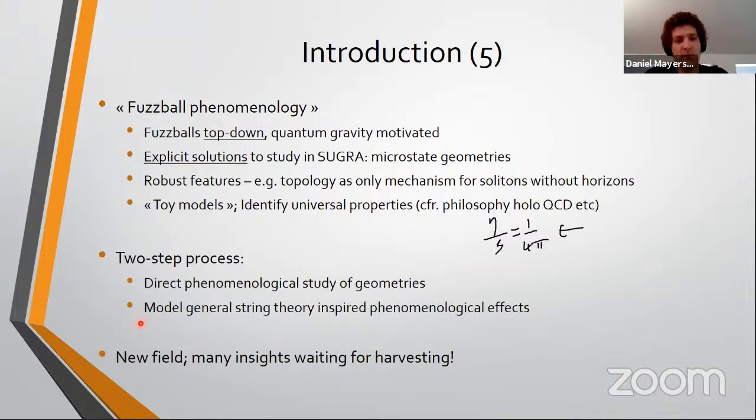And then we can go a step further and try to model this in a more generic fashion, not studying one or two geometries, but modeling in a generic fashion what the string theory microstructure effects would be in observations. So I'll give you a few examples of this along the way, right? And I just want to emphasize this is a new field where various people have done some work on this, but there are so many other things to do, right? So feel free to jump in.